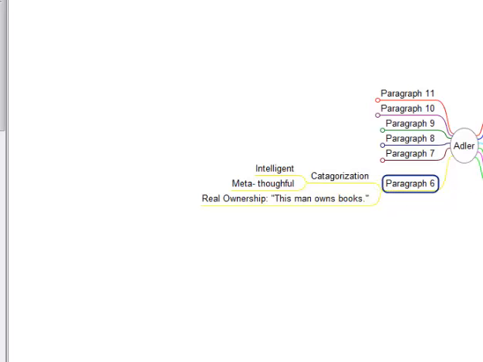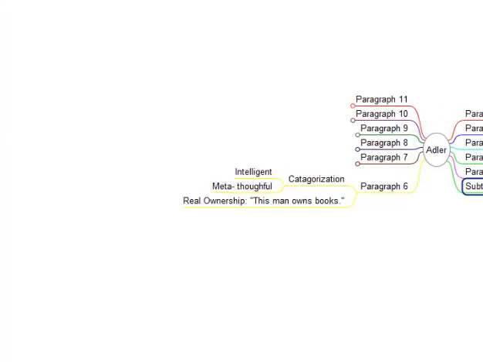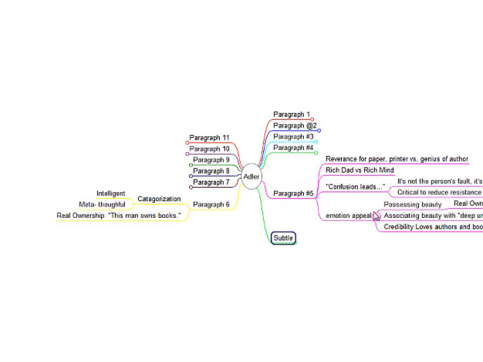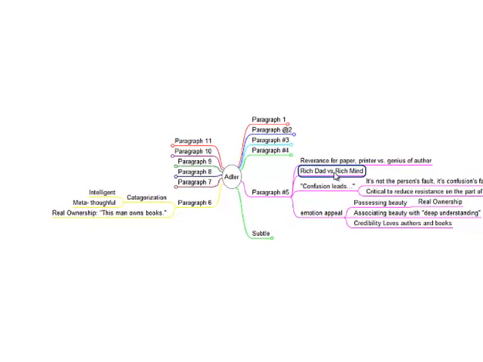Okay, and if we click back to 4. Oops, not that one. If we go to 5, you'll get the rich dad versus the rich mind. You get real ownership associated with possessing beauty, which is an emotional appeal. You get buying versus owning. That's where he really introduces buying versus owning, in paragraph 4. So it continues in 4, 5, and 6, the real ownership issue. So notice the power of repetition, although it doesn't sound like he's repeating it the same way.